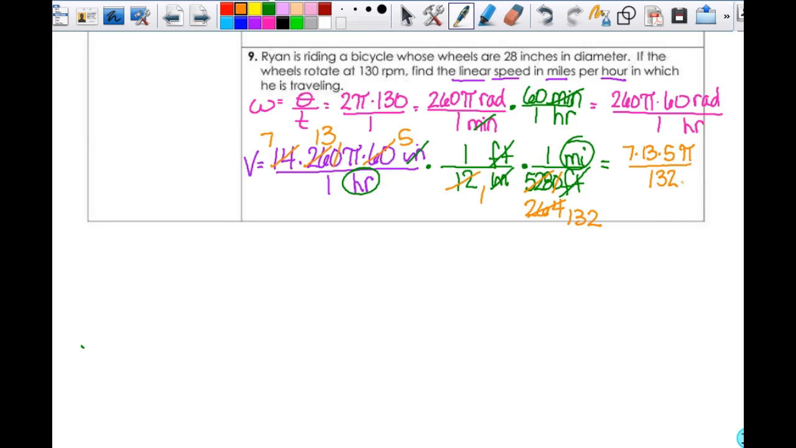And in the numerator, you can decide what order you want to multiply in. I could multiply 7 times 5, but that's going to give me 35 times 13. That's a 2-digit times a 2-digit. I like to avoid that if I can. I can multiply 7 times 13 first, or 5 times 13. I'm going to go with 5 times 13. What's 5 times 13? 65. So this is going to give me 7 times 65 pi over 132. 7 times 65 is 455, so this is going to give me 455 pi over 132, and that is in miles.